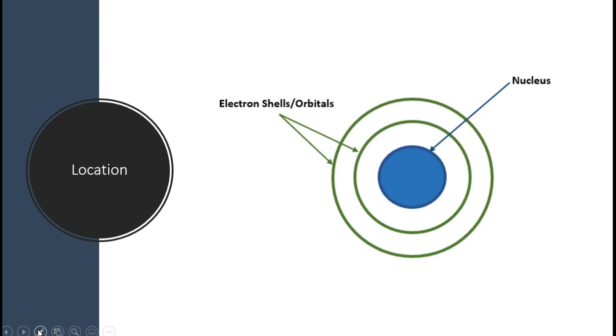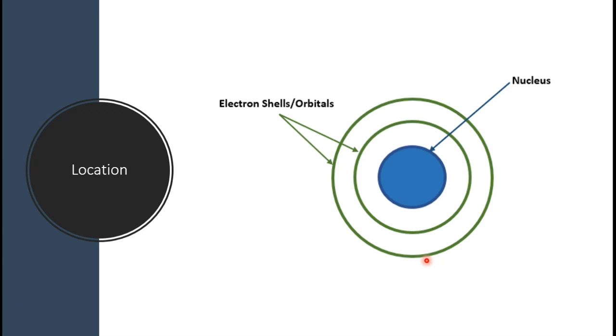First, let's discuss two key locations. The first location is the center. This is what we call the nucleus. This is this blue area. It's the center of an atom. Then on the outside, we see these green circles. These are what we call the electron shells or the orbitals.